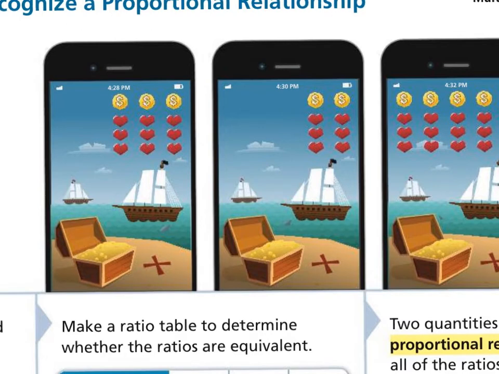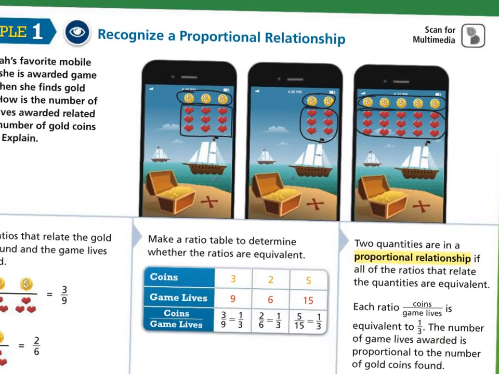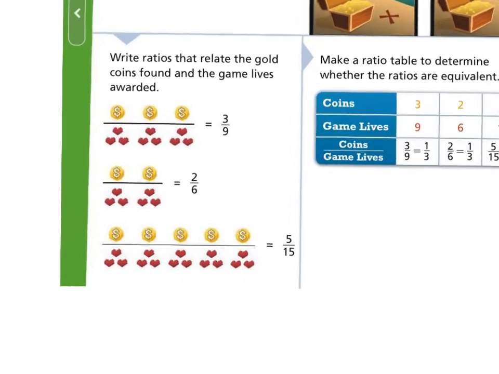on the first picture here, she's got 9 game lives for 3 coins. Here she has 6 game lives for 2 coins. And over here she has 15 game lives for 5 coins. So if we take that information, here's one way of looking at it.